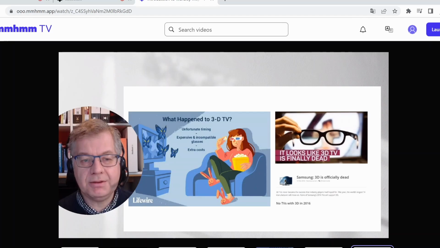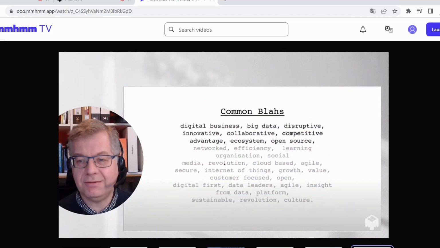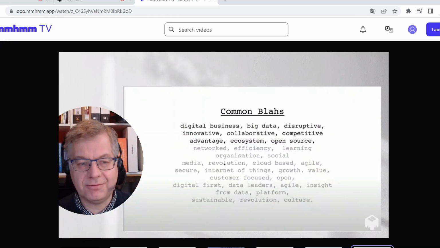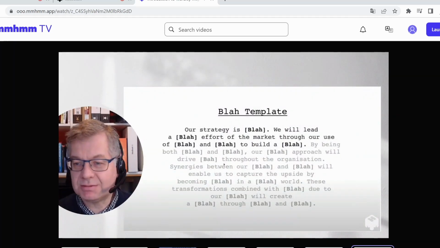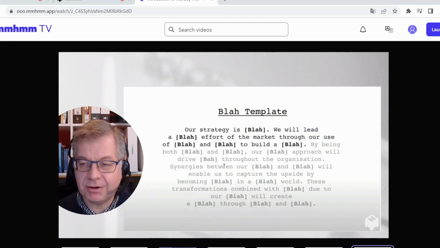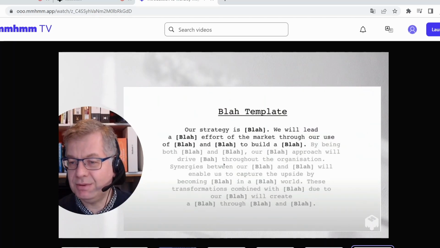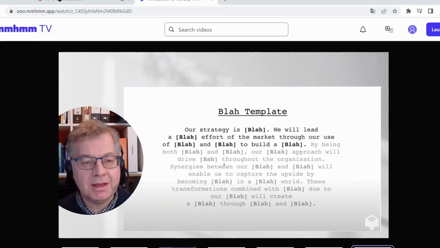So Simon made the point that many companies make these mission and vision statements that are sometimes not so well rooted in strategy, but more reflect the current fashion in the line of business they are in, without taking into account the different competition factors. And he went on to say that you might even just use a template like this one, a blah template. Our strategy is blah, we will lead to a blah effort of the market through our use of blah and blah to build a blah, and so on.